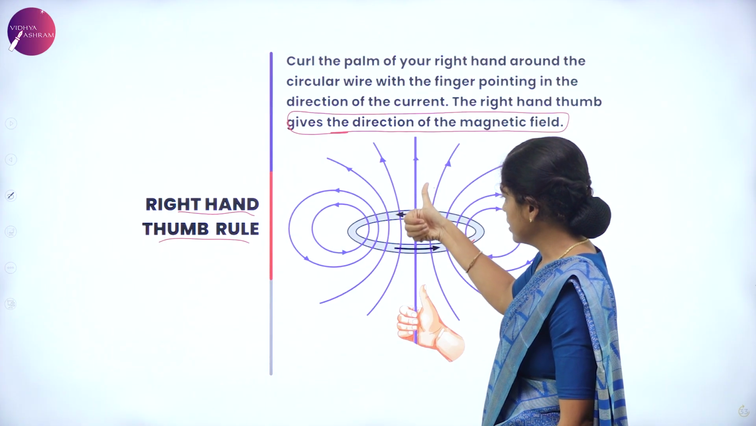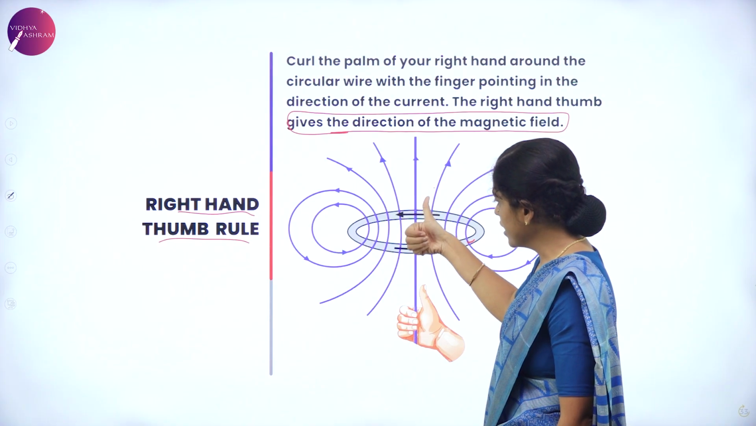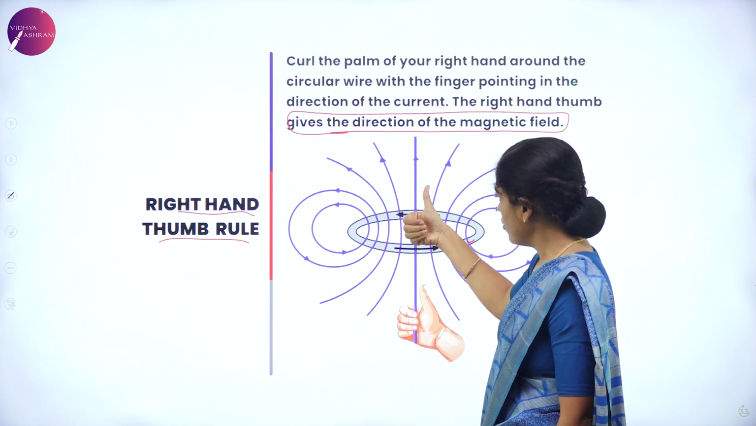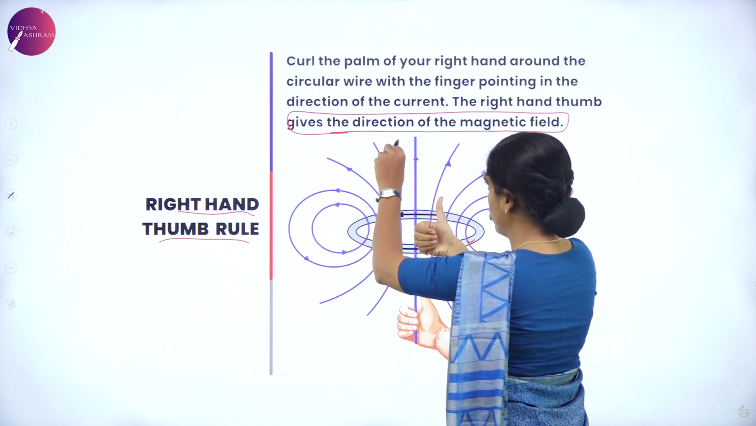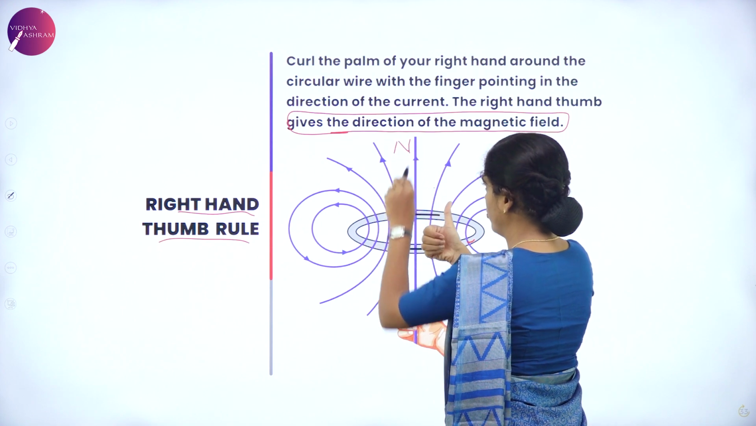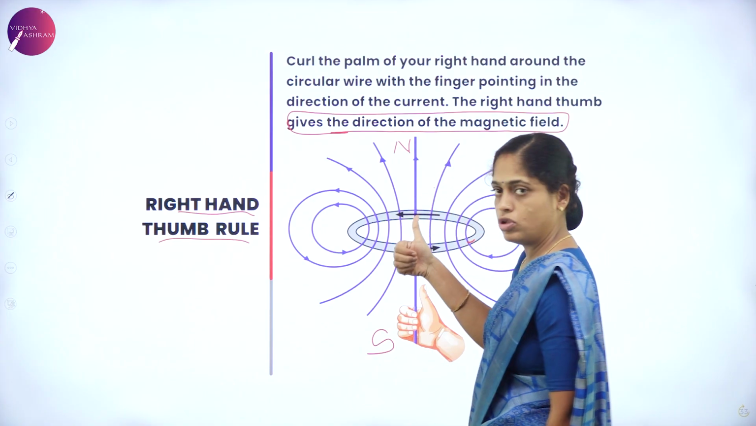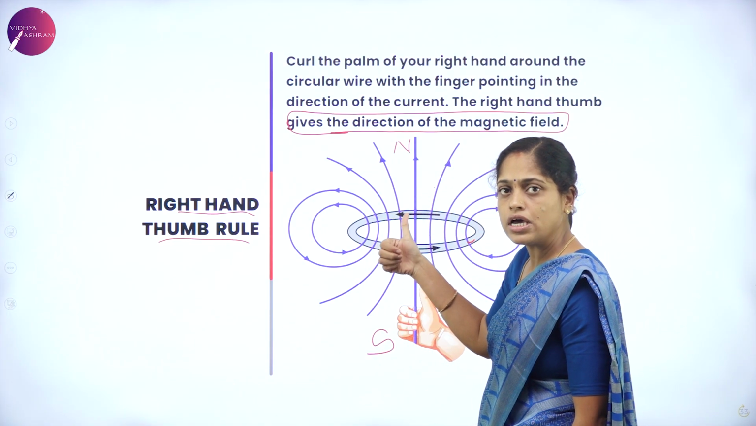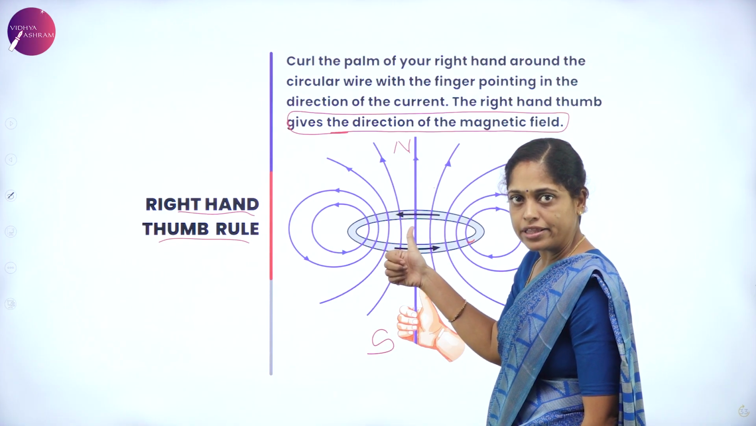Then the thumb represents the direction of the magnetic field around the current carrying coil, and the thumb always points towards the north direction, the north pole. So this is the north pole of the magnetic field and the opposite one is the south pole. This way you have to use the right hand thumb rule to find out the direction of the magnetic field.